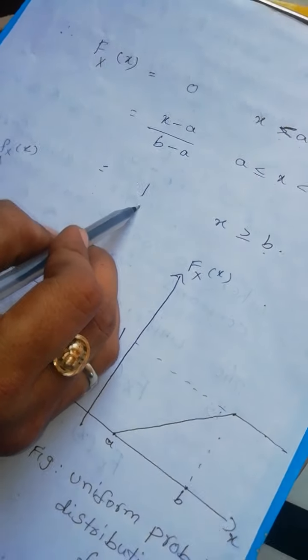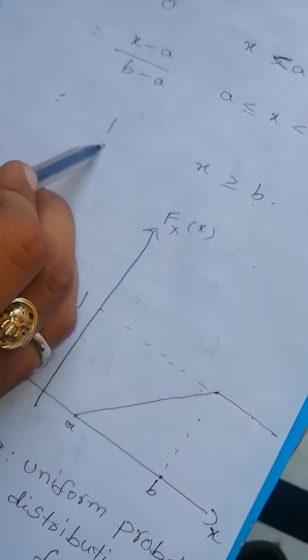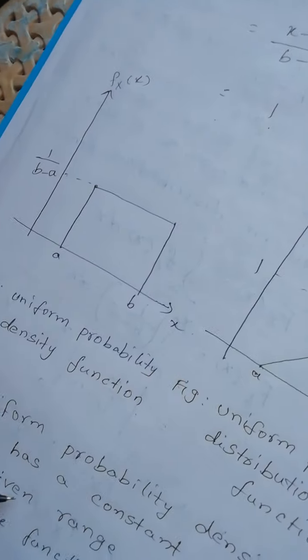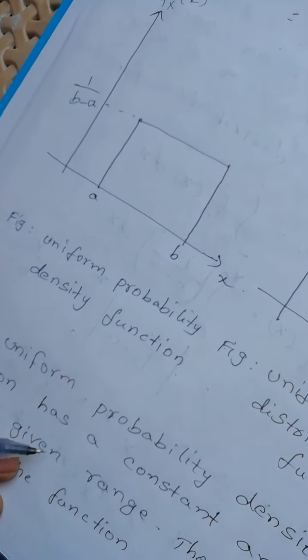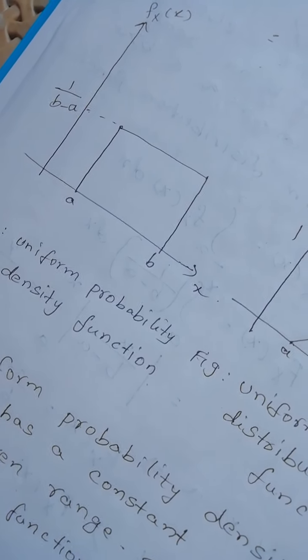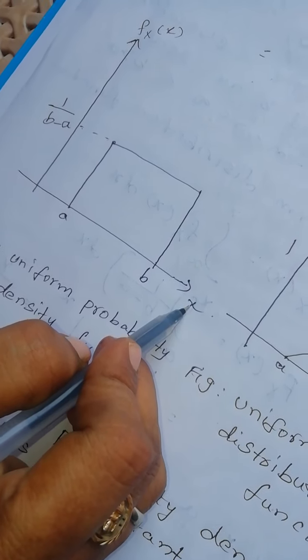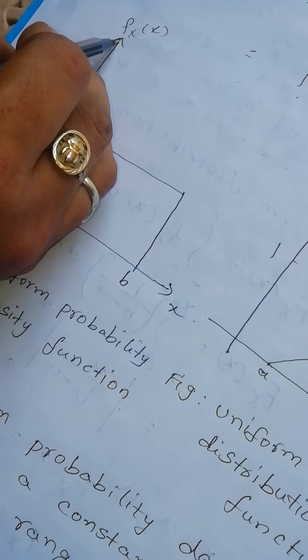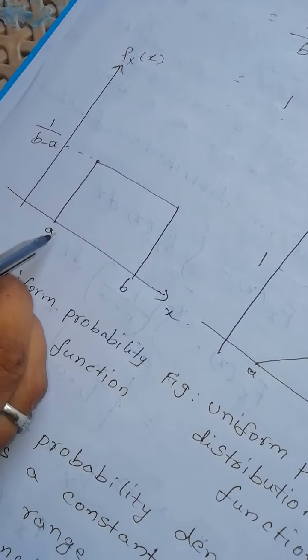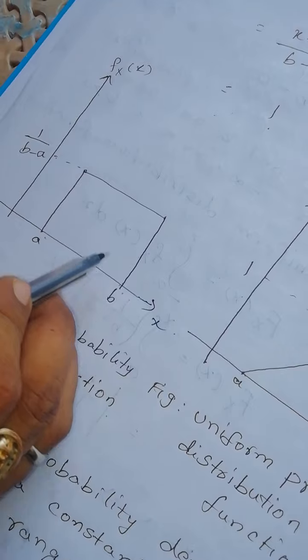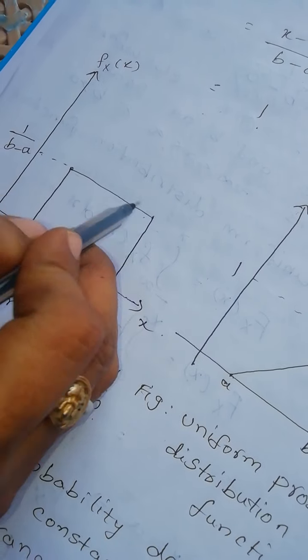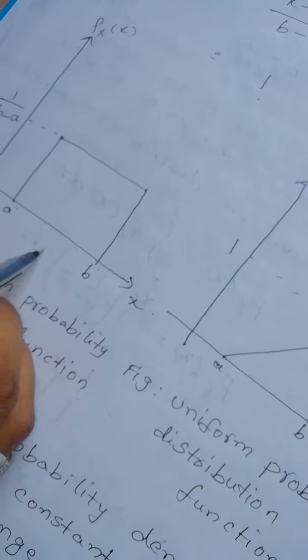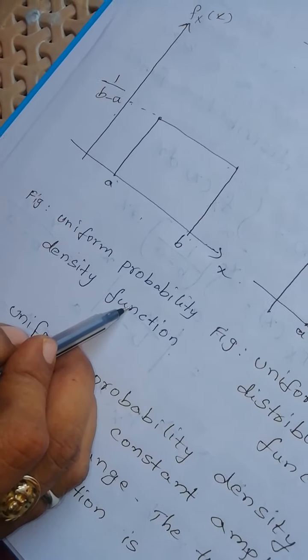For this density function and distribution function, now we draw the plots. How to draw the plots? What is the density function? 1 by b minus a, which is constant, in the range a and b. On the x-axis we take x, the random variable events. On the y-axis we take small f(x) of x, the uniform density function. Between the range a and b the value will be constant, and that constant is 1 by b minus a. This is the plot for the uniform probability density function.